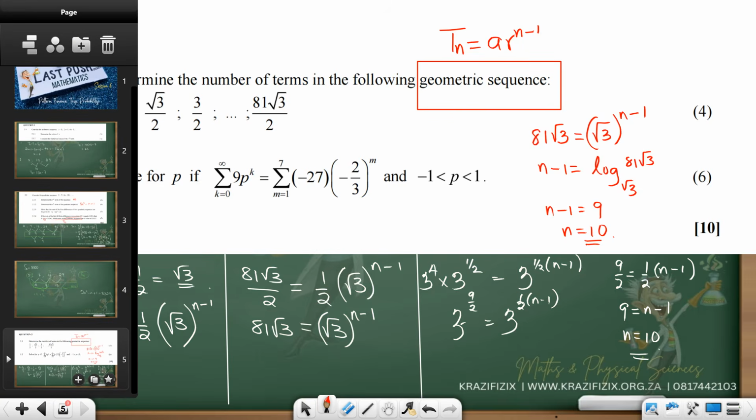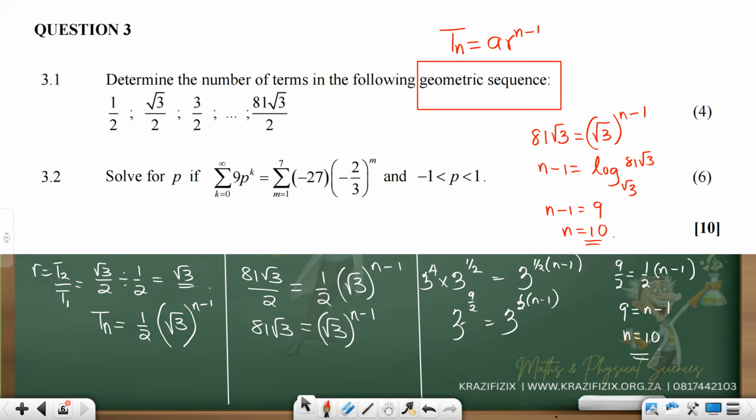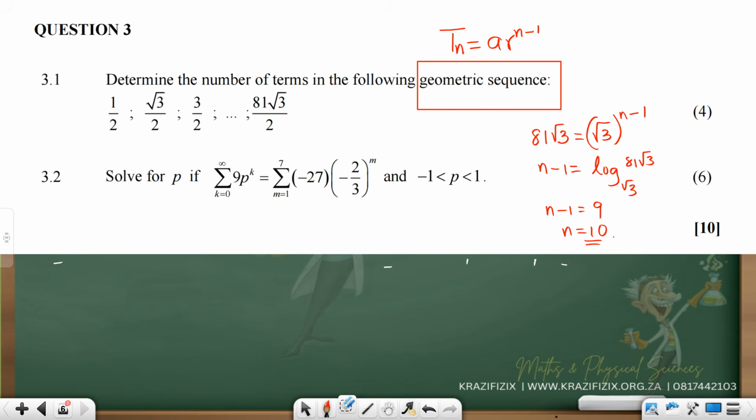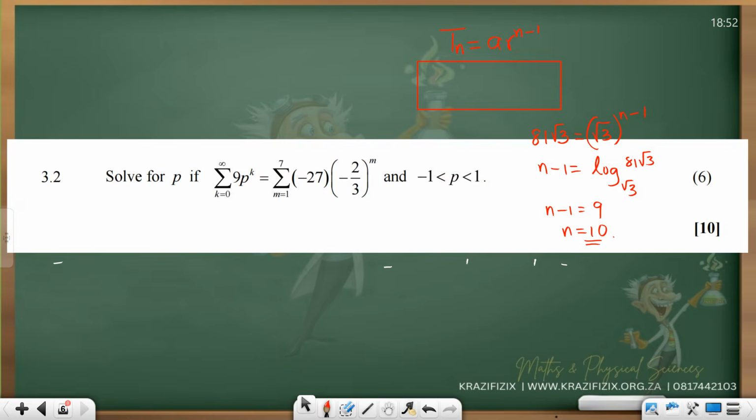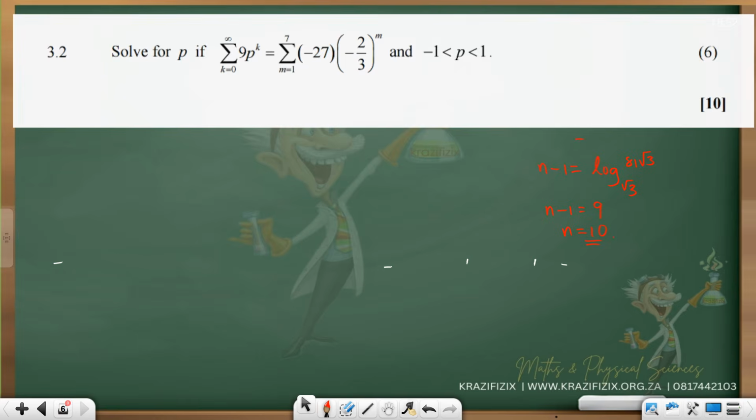Let's see 3.2. I just saw this paper yesterday and I'm like, oh, nice. So let's see. 3.2. The examiner says, okay, let me create a bit of space. Solve for P. Again, what is it that we have? Let's check what we have, and that will inform us on how to manipulate what we need to. Solve for P if we have that.